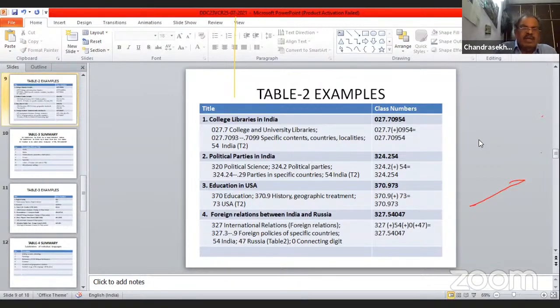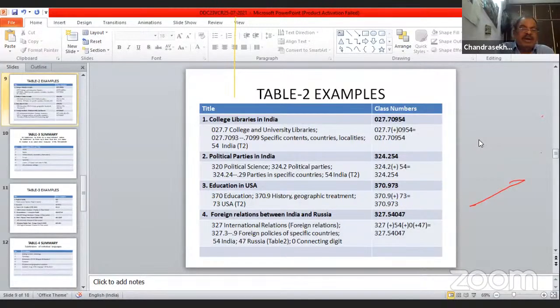Education in USA. So what is the education number? 370. So historical geographical treatment is given under 370.9. You have to look for whether there is an instruction to add the geographical area or historical period. So here they have given 370.9, they have given instruction, historical and geographical treatment. So to that number, you have to add the country number. So 370.9, to that one, USA number is 73 from table 2.